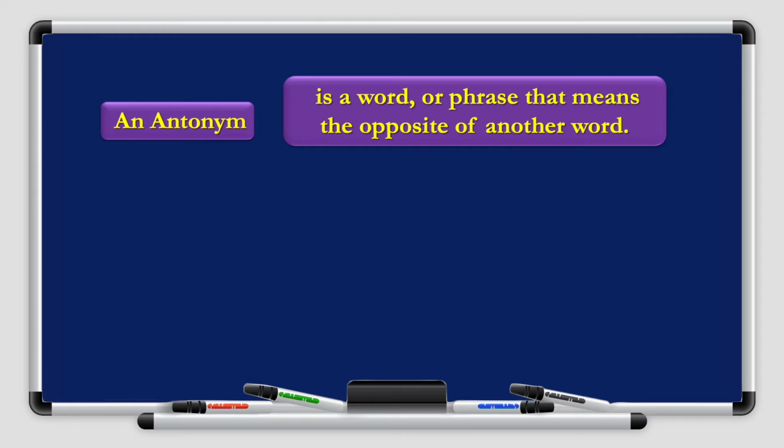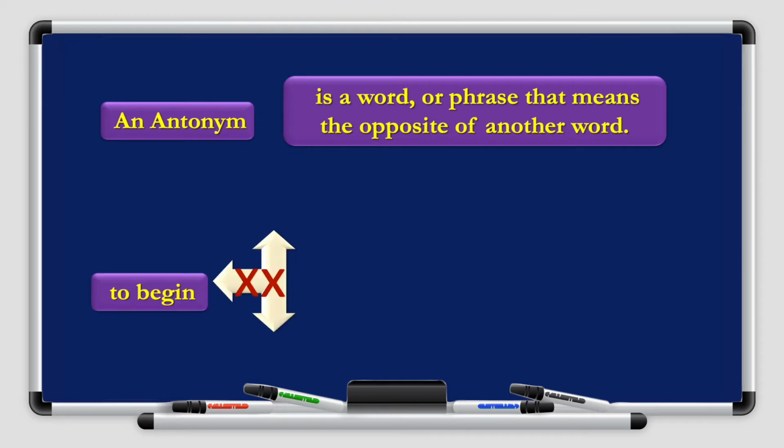Moving on to an antonym. An antonym is a word or phrase that means the opposite of another word. So it is not the same, no, it is the opposite. An example of an antonym, for example, we have the word to begin. The opposite of to begin, or the antonym of the word to begin, could be to finish and to end. Like, for example, if you start and then you end, to begin and then you finish. It is the opposite.